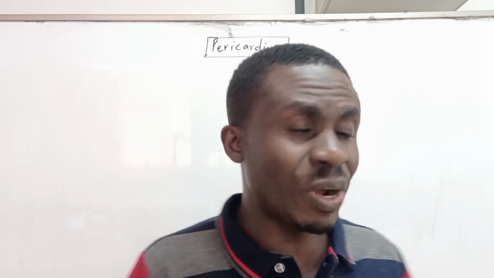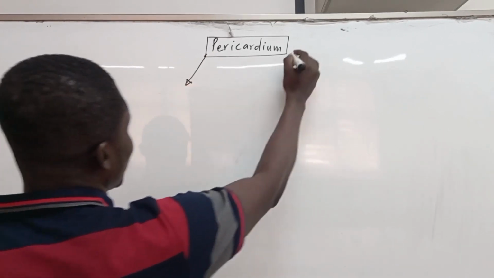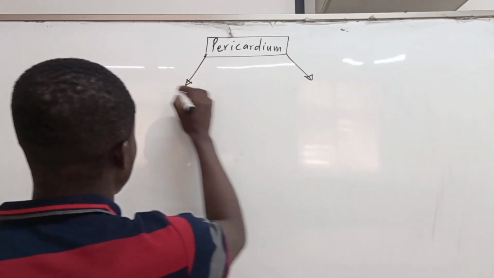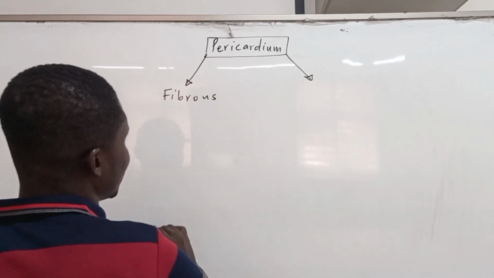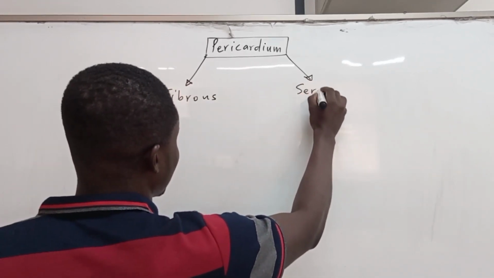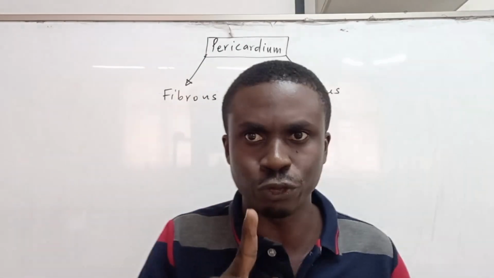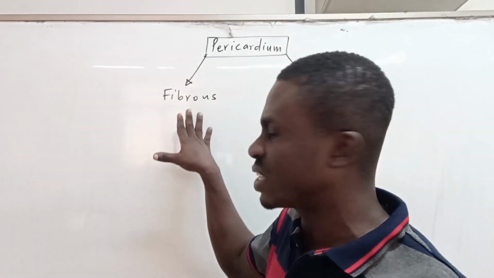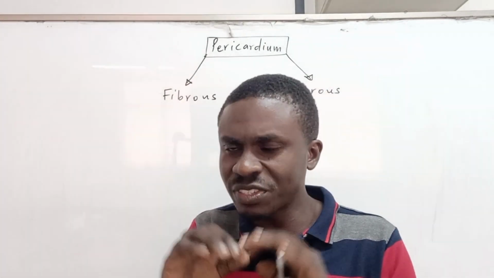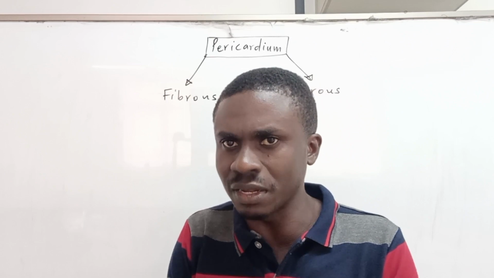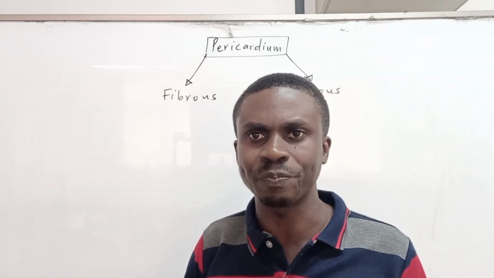Now, the first thing is that what it means is that this pericardium will have what we call a fibrous component, and it also has a serous component. That's the first thing I want you to know. Now, by way of this fibrous component, the outermost, the most external part of this pericardium is, of course, the fibrous pericardium.